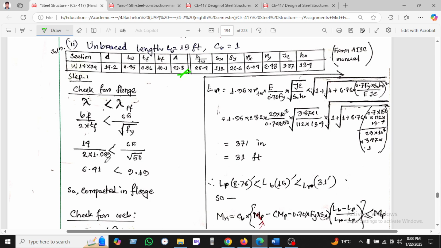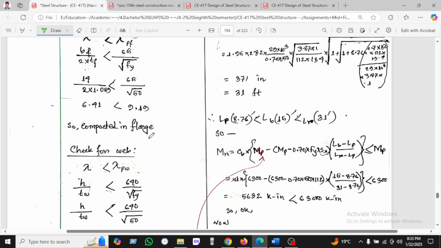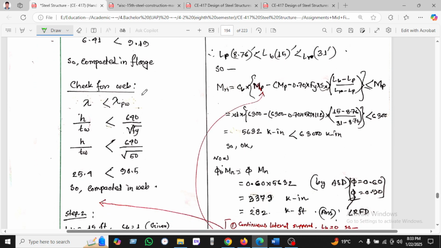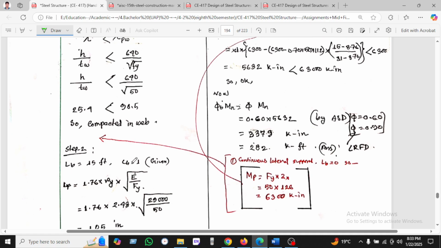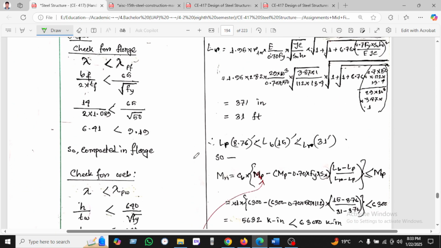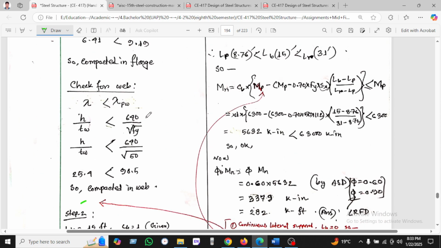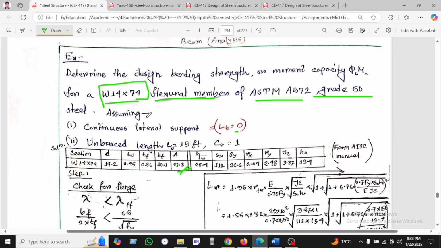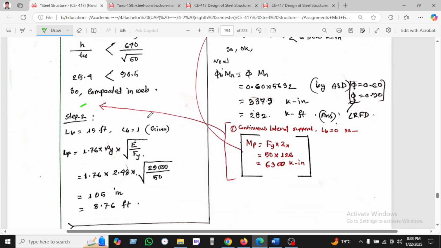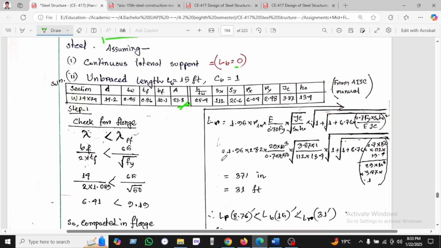Then check the flange and found that 4.31 is less than 9.19, so the flange is compact. So now checking the web, we see that 25.4 is less than 90.5, so the web is compact. I will calculate the Mp. Here is the Mp formula, Fy into Zx. We know all the values. Zx is taken from here, and the moment we also know. So there is no problem at all. So Fy, you know the Fy and Zx value have been found 126.